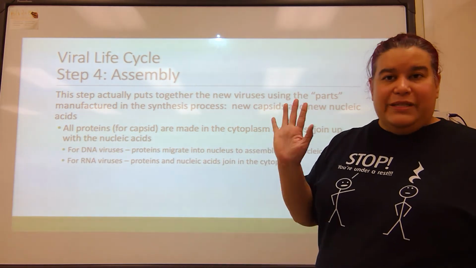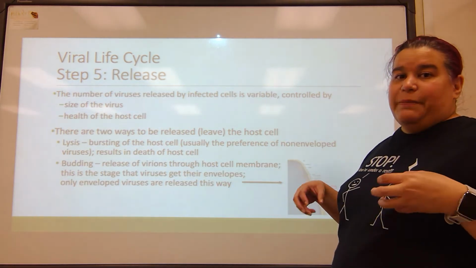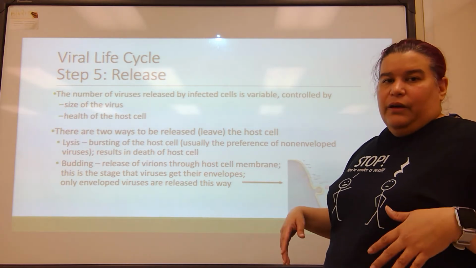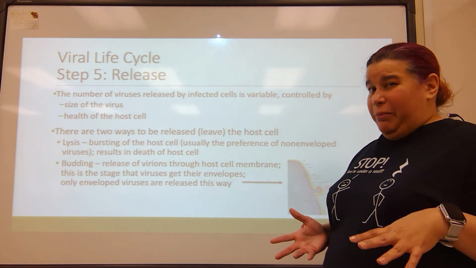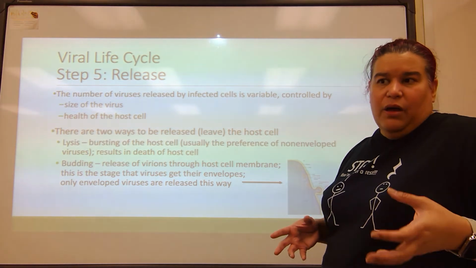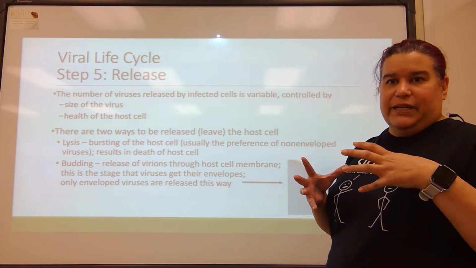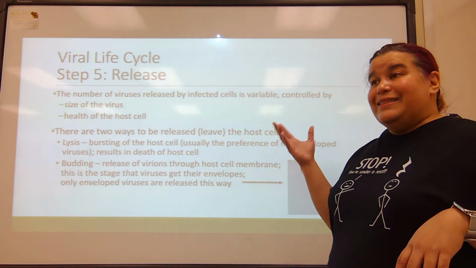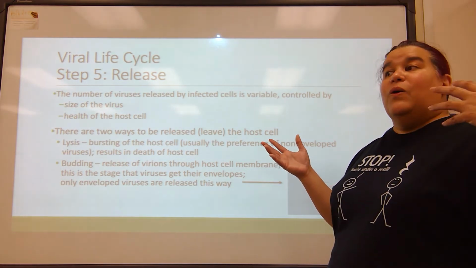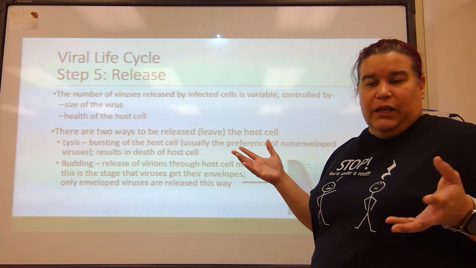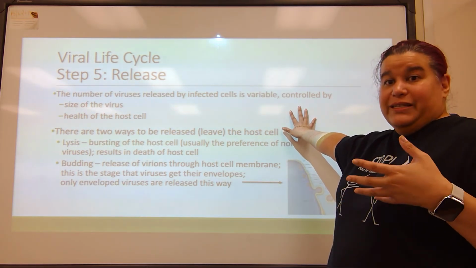Okay. Now, step 5, release. The number of viruses released by an infected cell is variable. It's controlled by the size of the virus. If you have a really small virus, you can probably pack a lot of them into one cell. But if you have a really large virus, you probably can't, just because of the size limitation of the cell. The other thing is the health of that host cell. Is it a healthy cell that can mass produce virus well, or is it a sickly cell that will do its best, but it's not really going to work very well? These two things play a role in how many viruses get released.